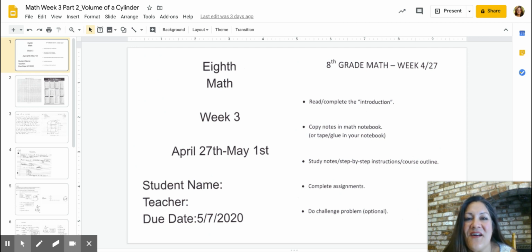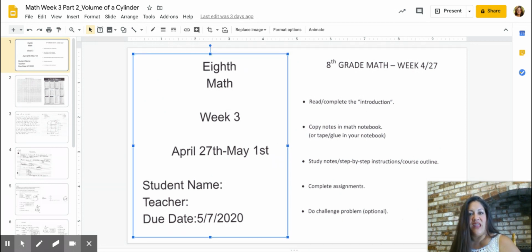All right, here we are in week 3, part 2. We are looking at volume of a cylinder. Here is your cover sheet, and once again, it is due at the end of this week. That due date of 5/7 is if you are actually turning in your completed packet. So that would be next week, so there was less contact time with other people.